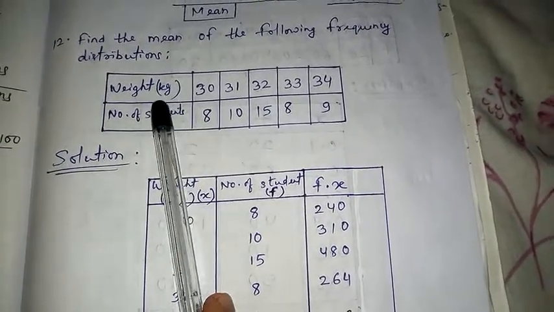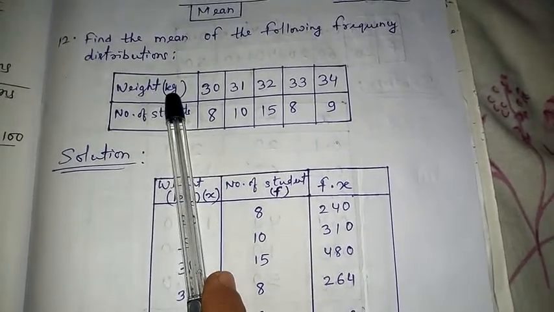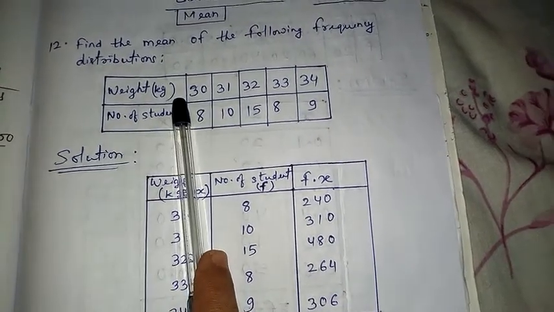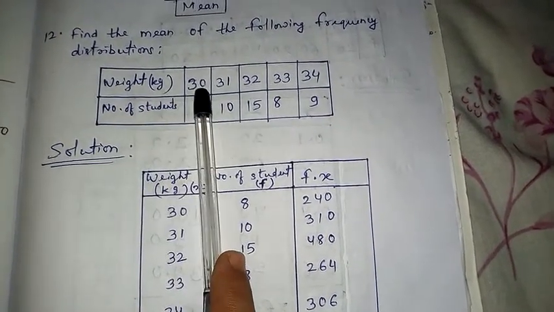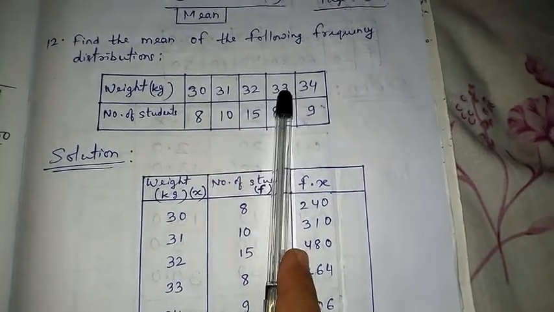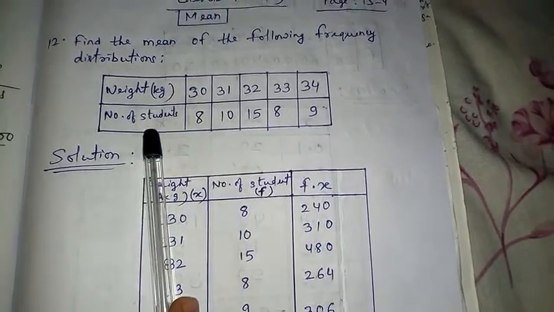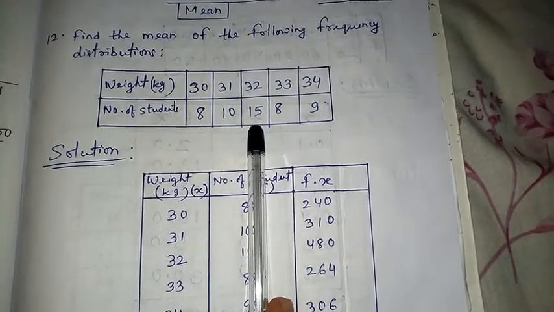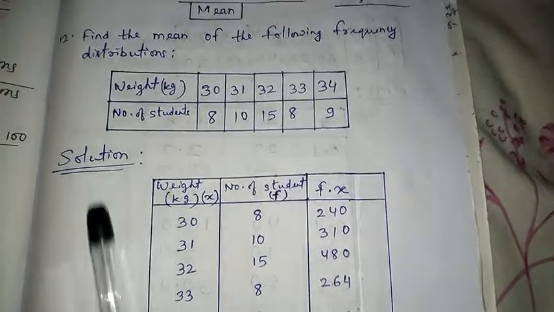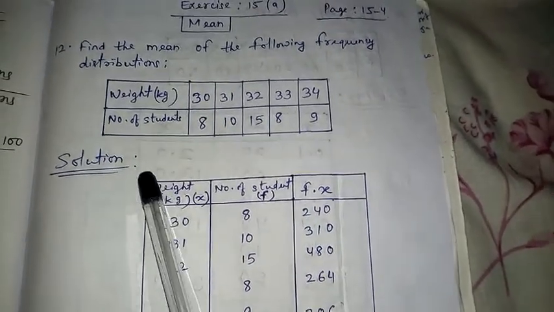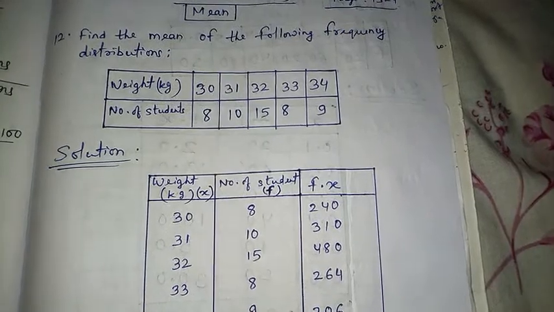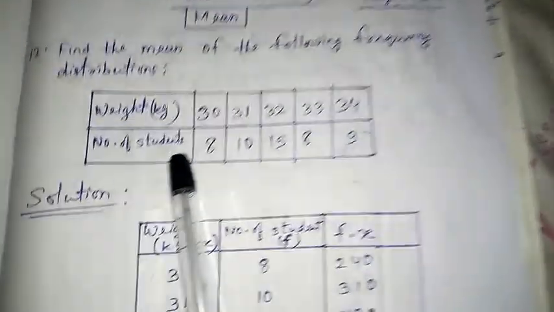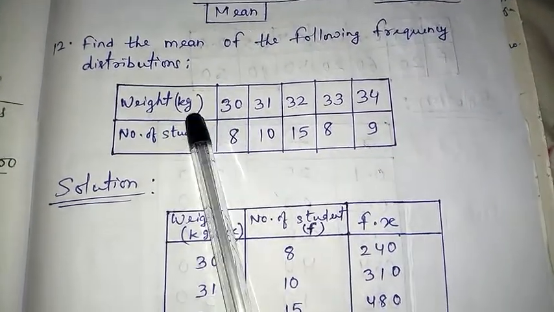Now you can see we have to find the mean. Weight is the measurement of weight, it is done in kg. So 30 kg, 31 kg, 32 kg, 33 kg, 34 kg. For 30 kg, 8 students are there. 31 kg, 10 students. 32 kg, 15 students, and so on. Now you have to find the mean. When you are finding the mean in kg, I will request you, at the end of the answer also mention kg, because you are finding the mean of weight, that is in kg.